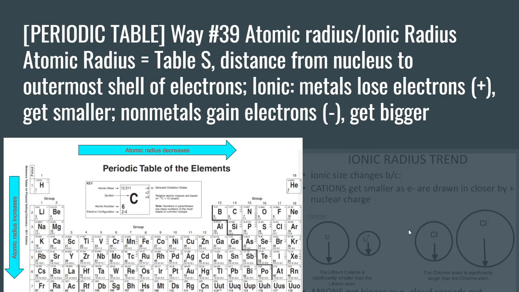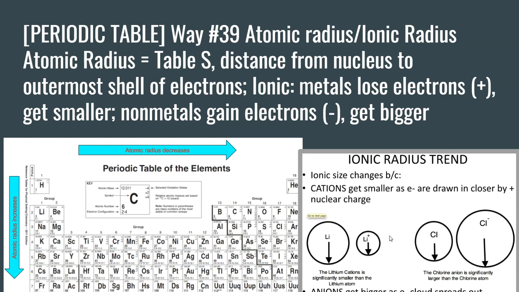Let's talk briefly about ionic radius. Remember, electrons are negatively charged. If we take away electrons from any of the metals, it's going to reduce the energy level of those metals. So for example, lithium has 2 energy levels. We remove that 1 electron, and it's only going to be occupying 1 energy level. So in general, cations tend to get smaller as electrons are drawn in closer by that positive nuclear charge. We remove an electron from lithium, and the energy level occupied is only going to be 1 as opposed to 2.